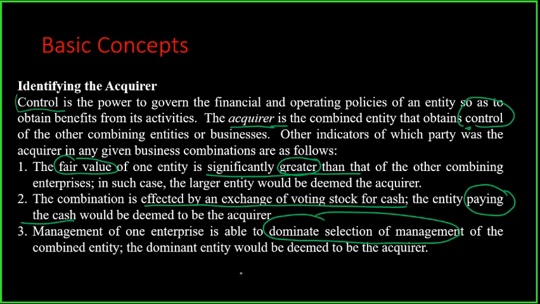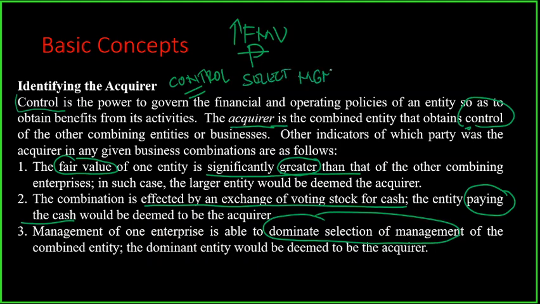Let's try to summarize that. Who is the acquirer? The one that gains control. What if the problem did not mention control? Then there are other indications. The one that has a higher fair market value. The one that pays cash during acquisitions or combination. And the one that can dominate selection of management, that's the power to select management. Okay, so there you go.